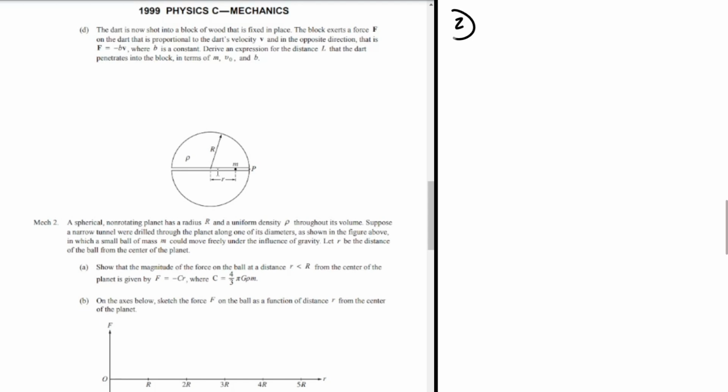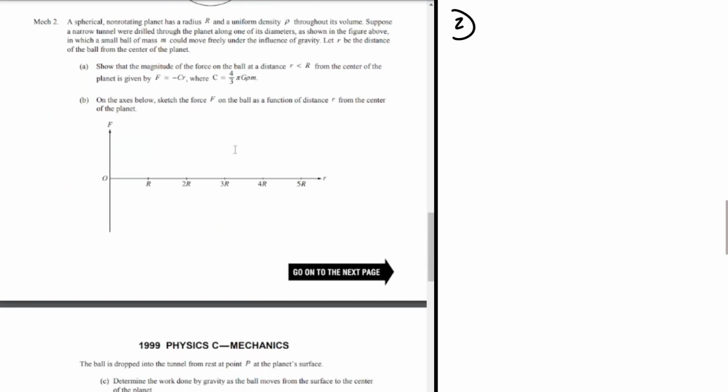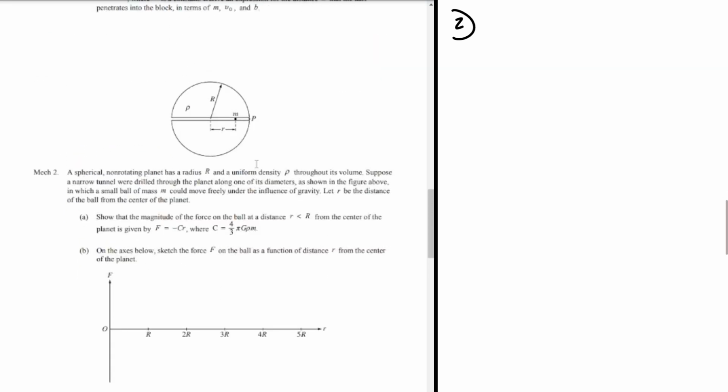Okay, so question 2. Oh, I love this question. A spherical non-rotating planet of radius R has a uniform density rho throughout its volume. Suppose a narrow tunnel were drilled through the planet along one of its diameters, as shown in the figure above, in which a small ball of mass m could move freely under the influence of gravity. Let r be the distance of the ball from the center of the planet.